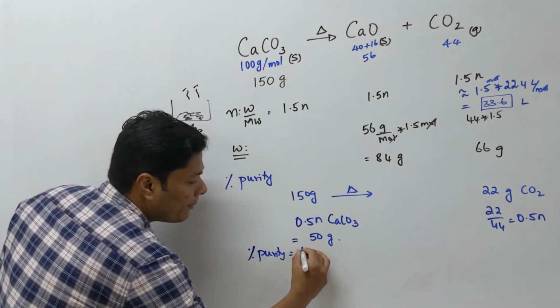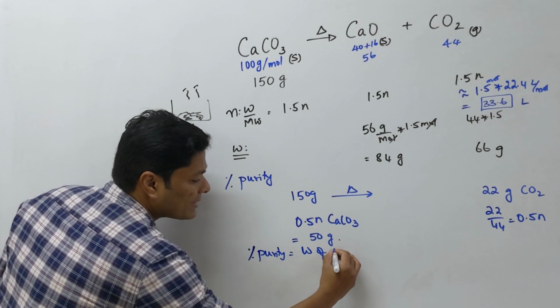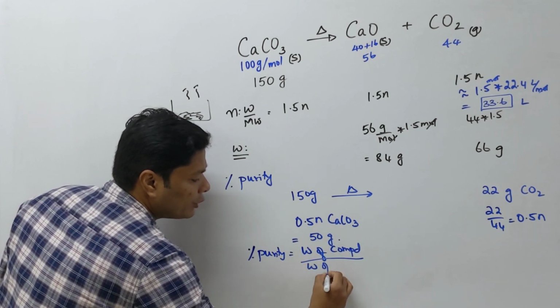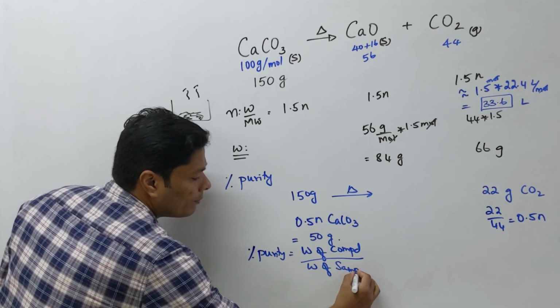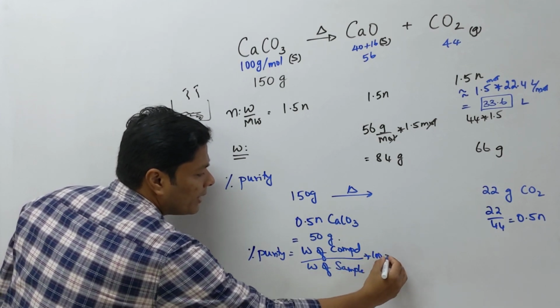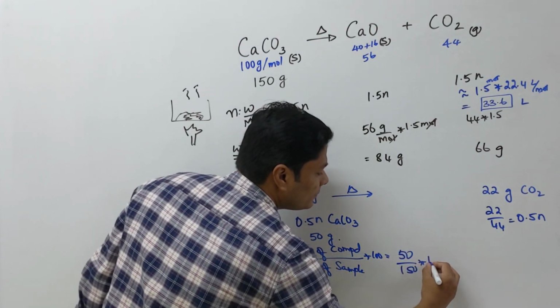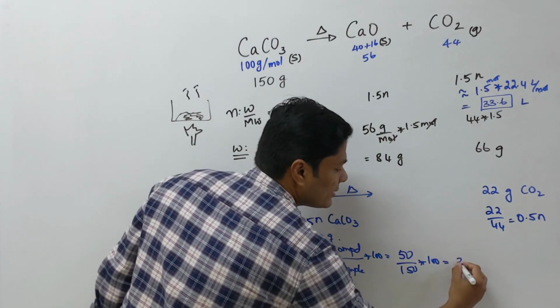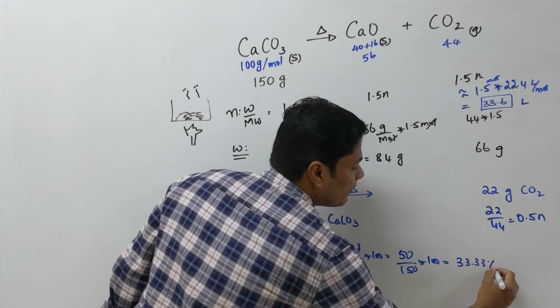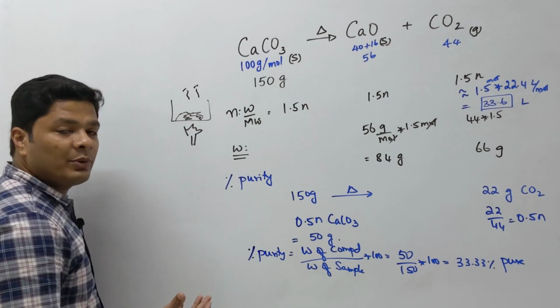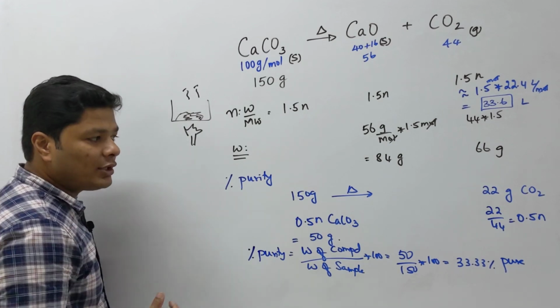is mass of sample or mass of compound that you are interested in divided by mass of the total sample times 100. In our case it is going to be 50 by 150 times 100. Okay. This is 33.33% pure, meaning 66.66% or 67% is impurity. It could be sand or anything you want.